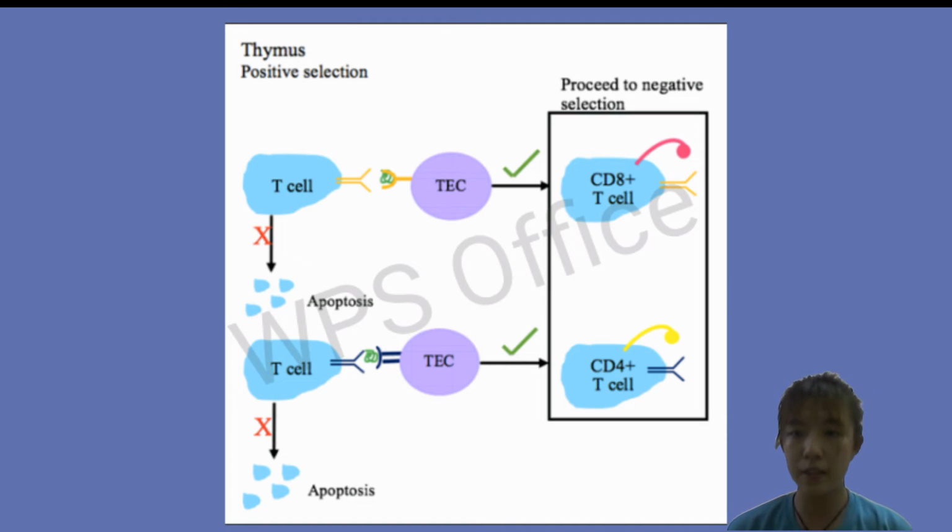on thymic epithelial cells. A thymic epithelial cell has MHC 1 and MHC 2 on its surface with a sampling of peptides for the T cell receptor to bind. T cells that fail to bind to this will undergo apoptosis, while the T cells that can bind to MHC are kept alive. After positive selection, the cell stops displaying both CD4 and CD8 and is no longer considered a double positive T cell.